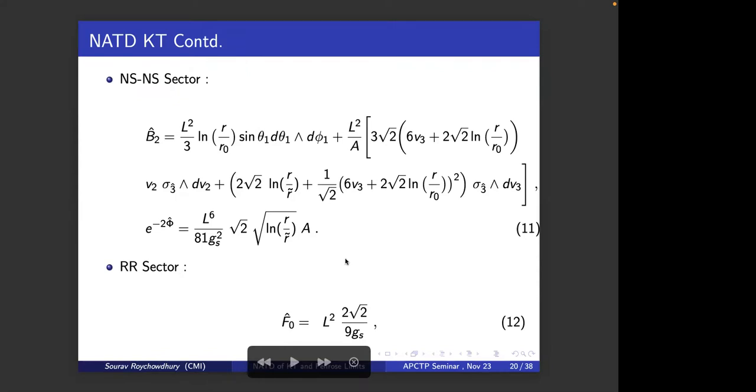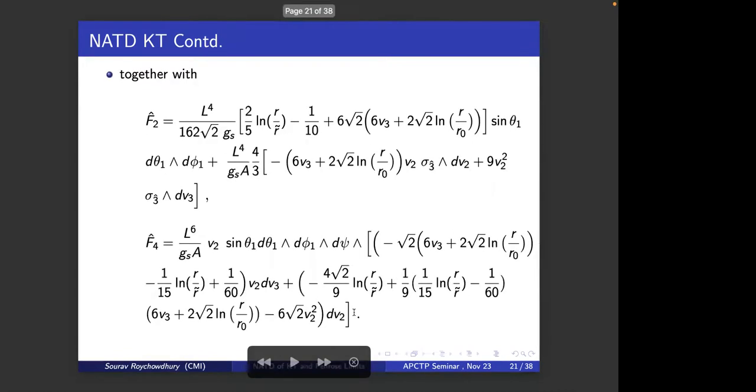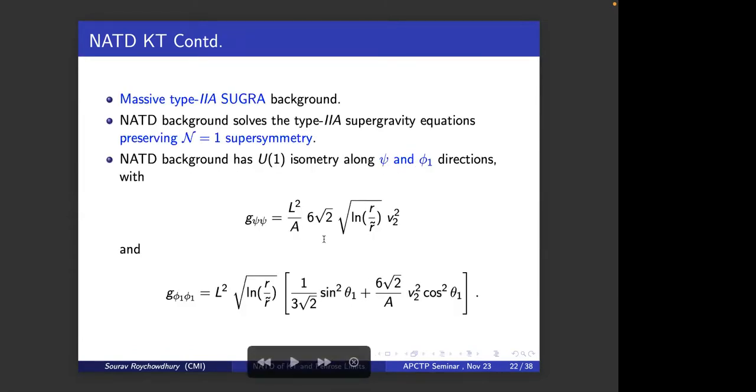So now in our RR sector, as I mentioned, all the flux is there. This is my F0, and this is F2 and F4. It's quite a complicated background. However, this background is a solution of massive type IIA supergravity, because F0 is related to the Romans mass. Interestingly, unlike the AdS5×S5 case, this background solves the type IIA supergravity equations, as well as preserves the supersymmetry of the original compactification.